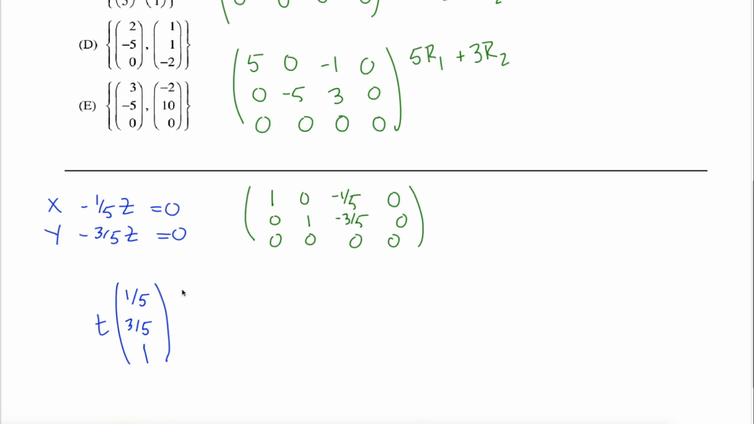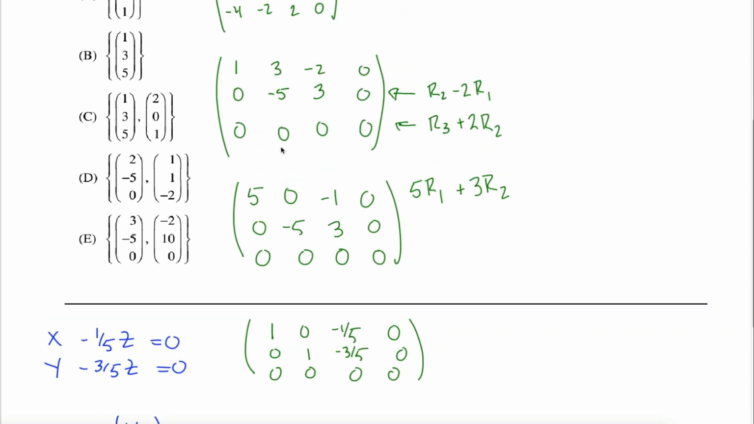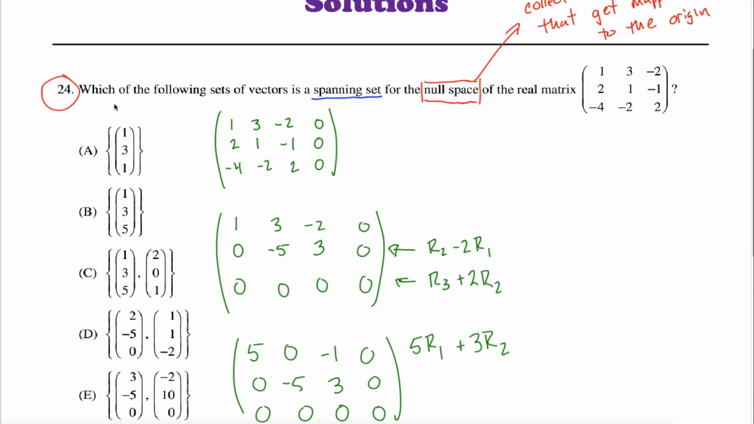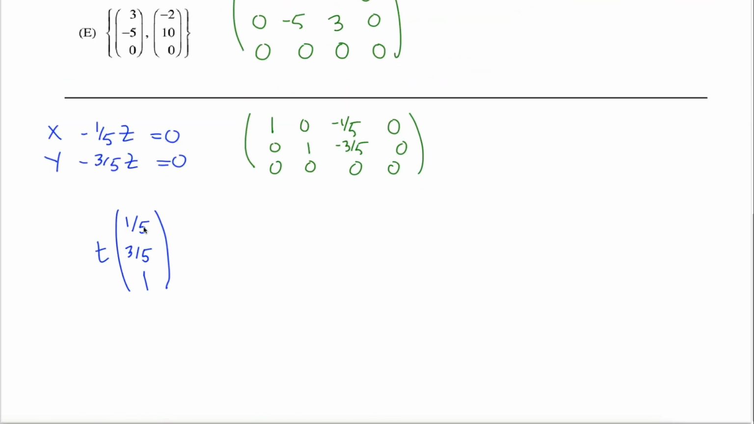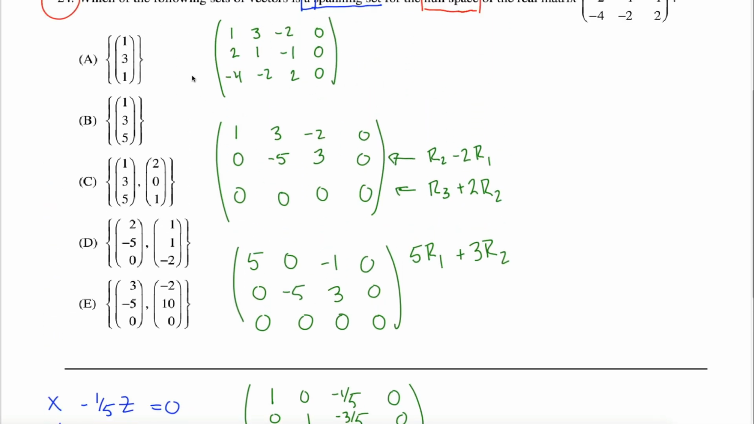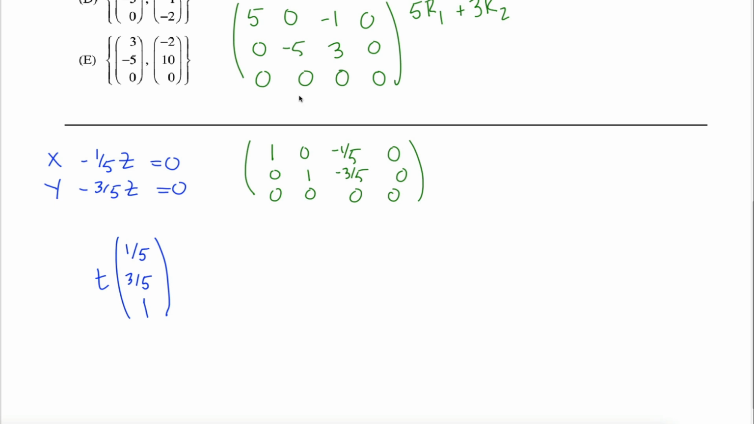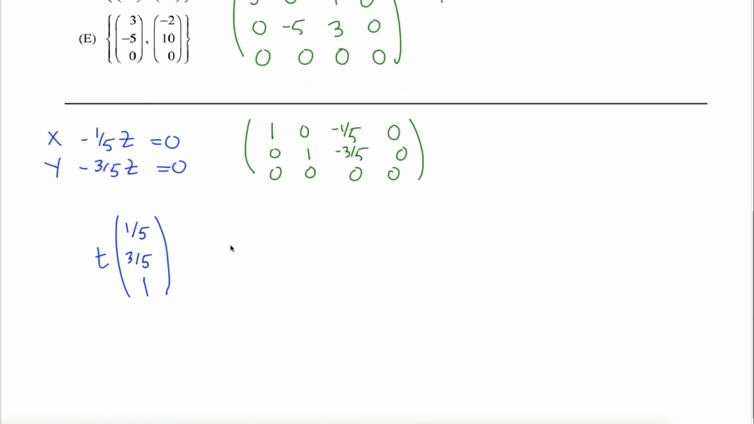So you're like, okay, so you have your answer, 1/5, 3/5, 1, because I don't see that anywhere up here. Well, if you look at this question really carefully, it says, which of the following sets of vectors is a spanning set? There's infinitely many spanning sets. Again, any multiple of this vector will work. So if you look at your answers, what you've got to ask yourself is which of these is a multiple of this? Well, if you look at B right here, it looks like they took this vector and just let t be equal to 5 to get rid of all the fractions.